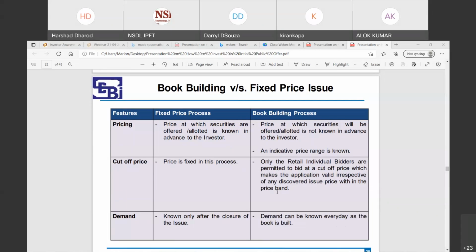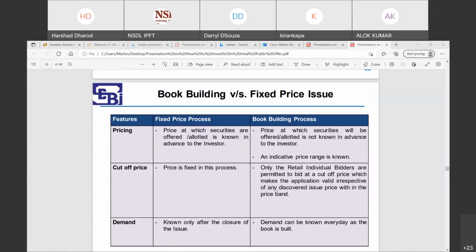But at a fixed price, it's already known to the investor because it's already there in the process and it is already given in the offer document. Okay, this would be the price. So the price is fixed in the process only, and I already explained to you what the cutoff price means. And we can move to the next slide.